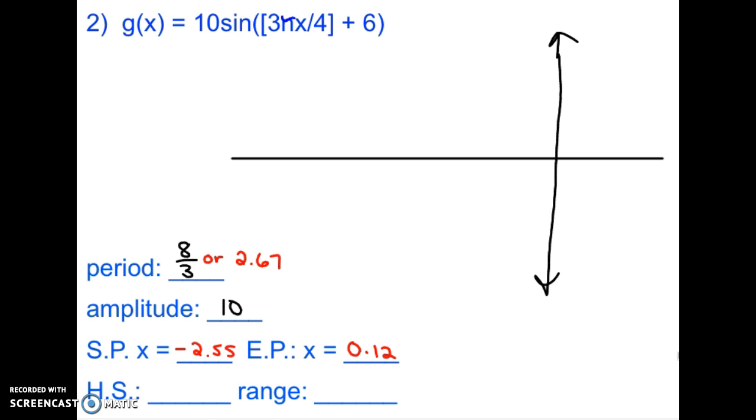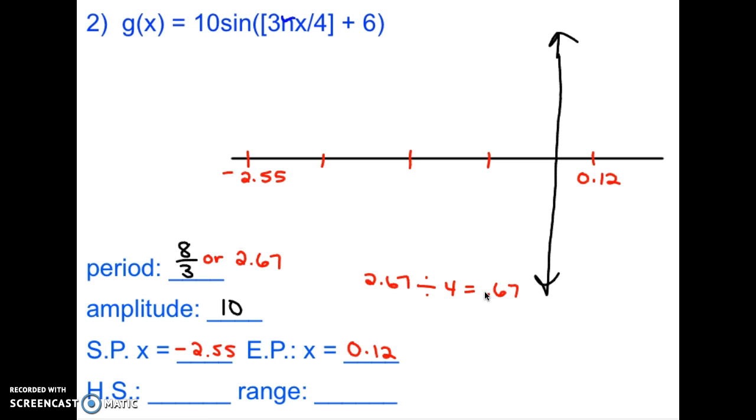So I'm going to have this graph start at an x value of -2.55 and end at an x value of positive 0.12. I'm going to divide that in half, and then each of those in half. Now, if you remember, we divided the period, which is a decimal now, by 4 to figure out what I'm going to add each time for my x interval. When I divide that, I ended up getting 0.67.